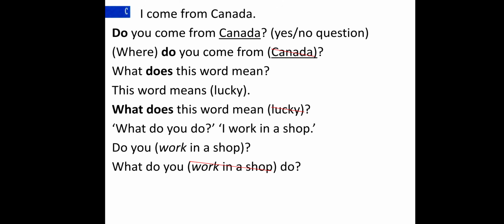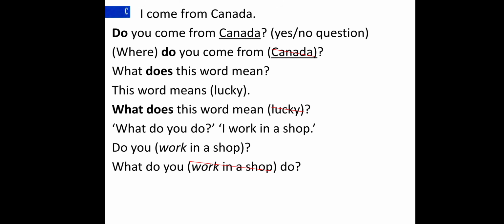To explain these sentences further, we can look at these sentences. I come from Canada. First, we make a yes or no question. It becomes "Do you come from Canada?" Here the verb is in "I come from Canada." This is a fact. My country is Canada, for example. So we say "I come from Canada." It is a present simple.